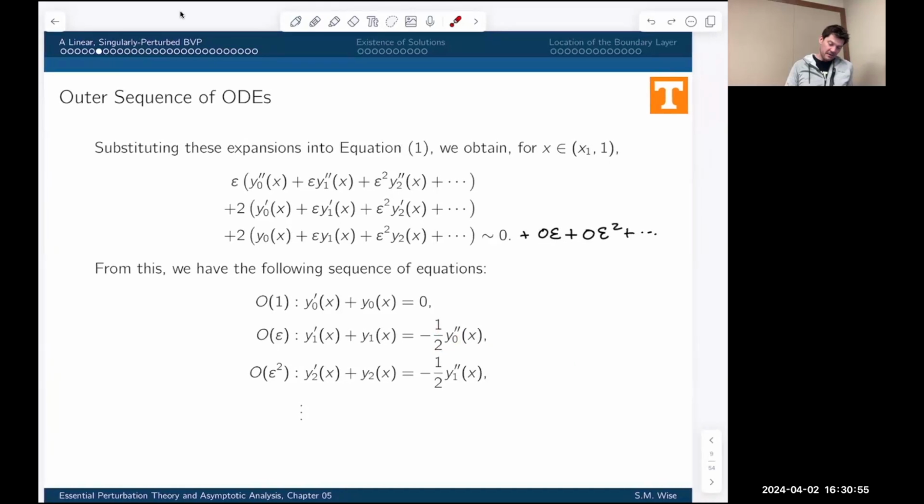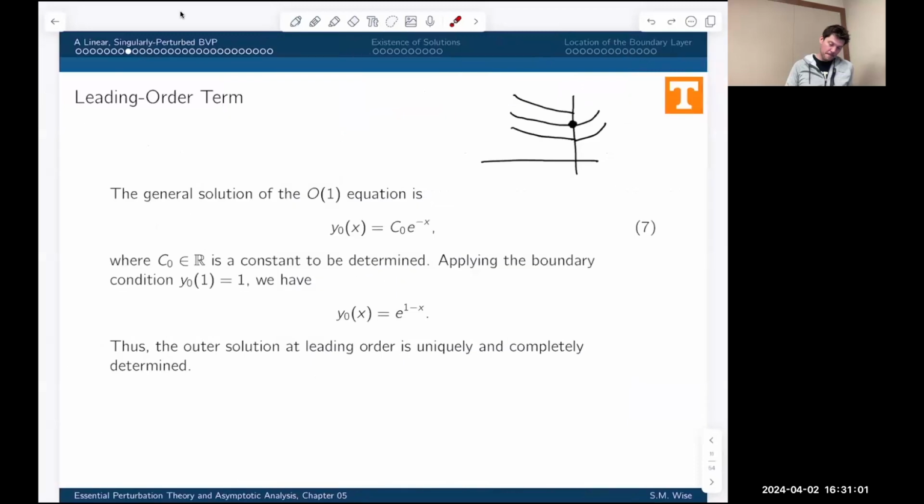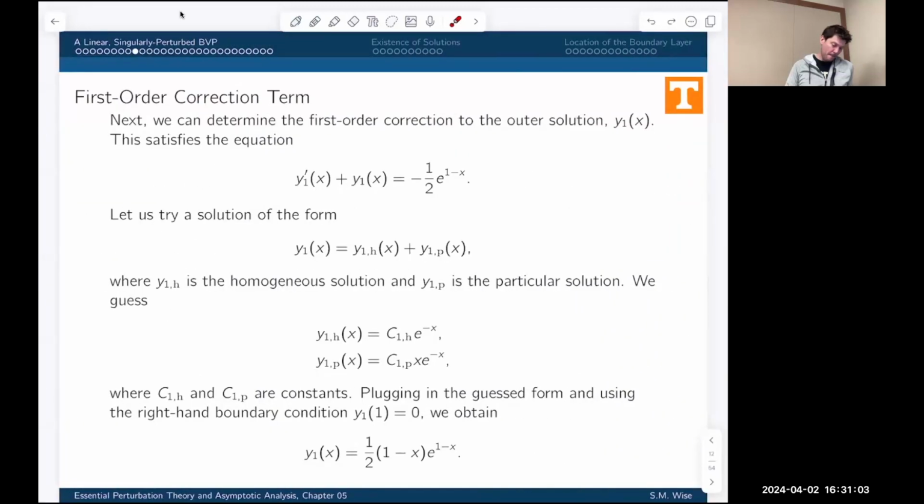Let's see if I did this correctly and didn't make any mistakes. Let's see, this one here is a mistake. Does anyone else see the error? Or maybe there's not an error. No, okay, there's not an error. So I have y0 x is equal to e to the 1 minus x. I thought it took the derivative incorrectly.